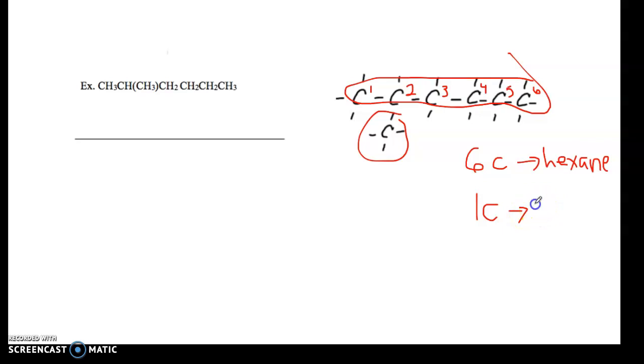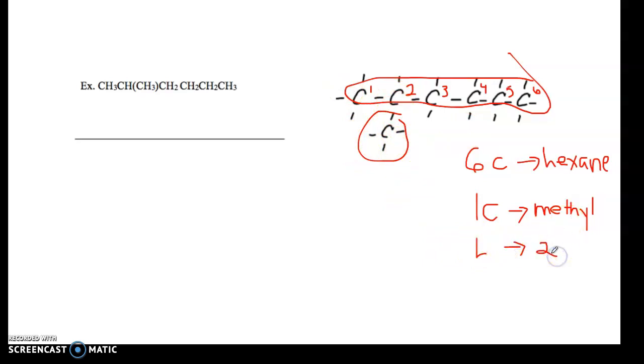So because I have 1 carbon, I know that it's a meth. And because it is a branch, not a full chain, I'm going to name it methyl. And I just need to know what carbon my methyl is on. Because I numbered it earlier, it makes it a little bit easier. So it is on carbon number 2. Location, I'm just going to say L2.